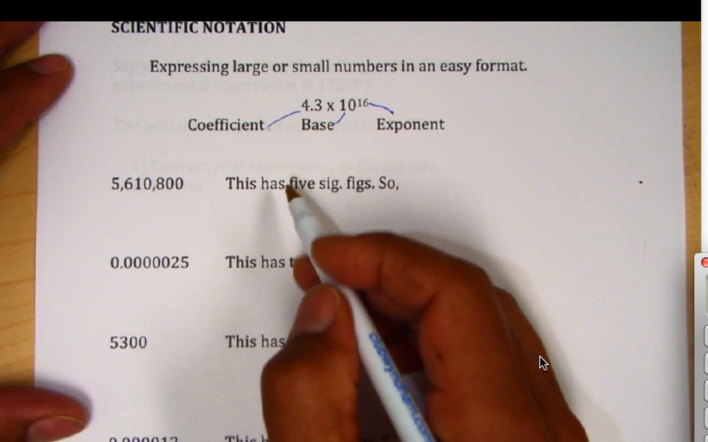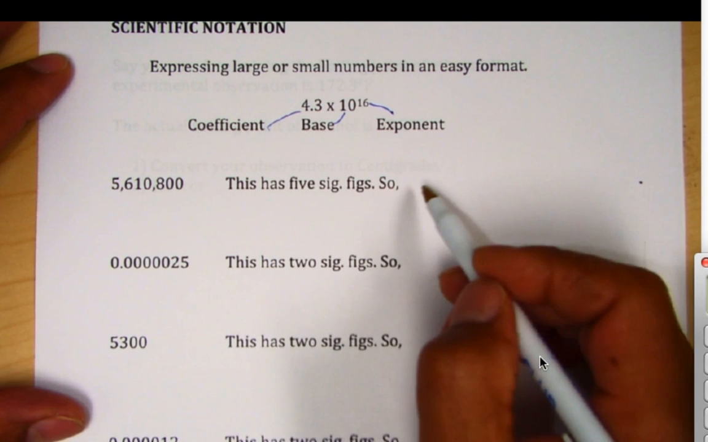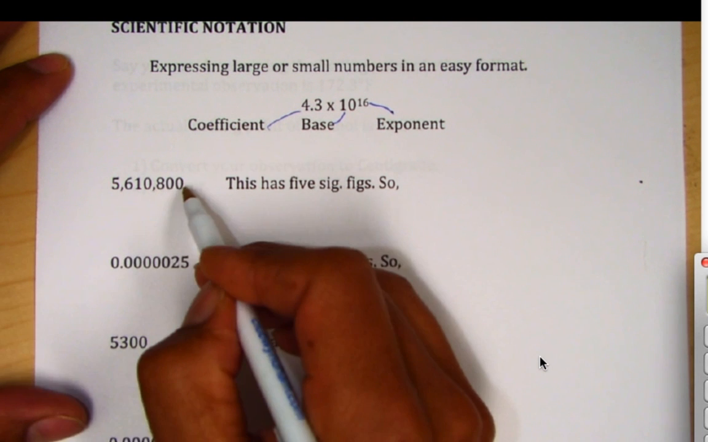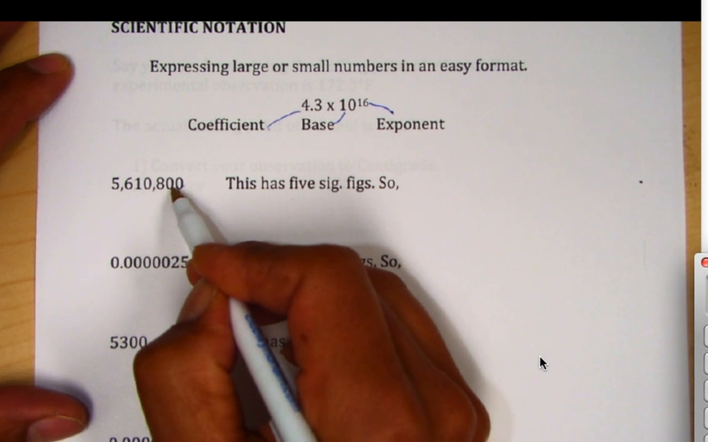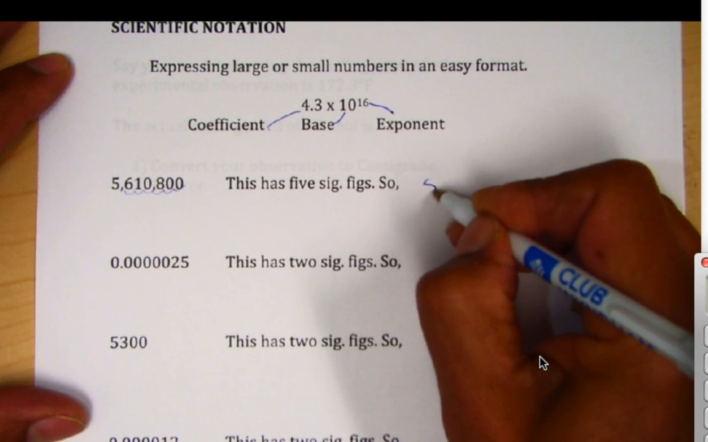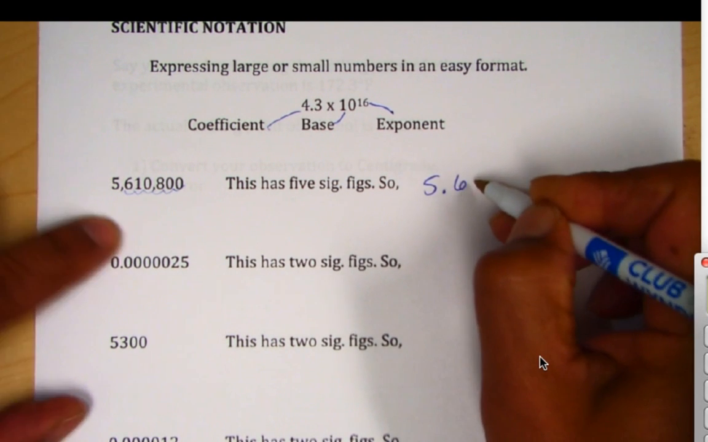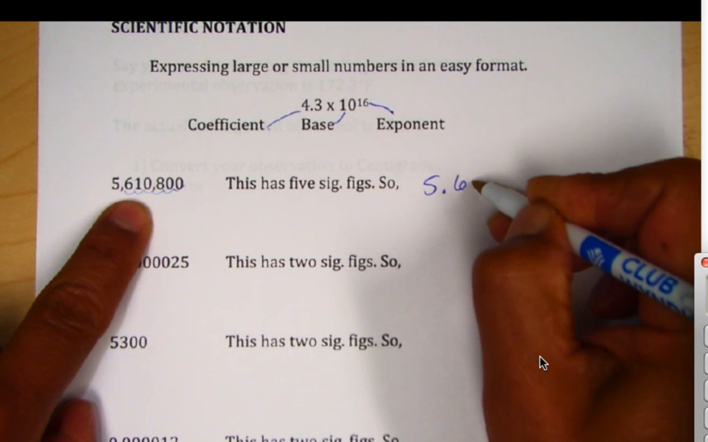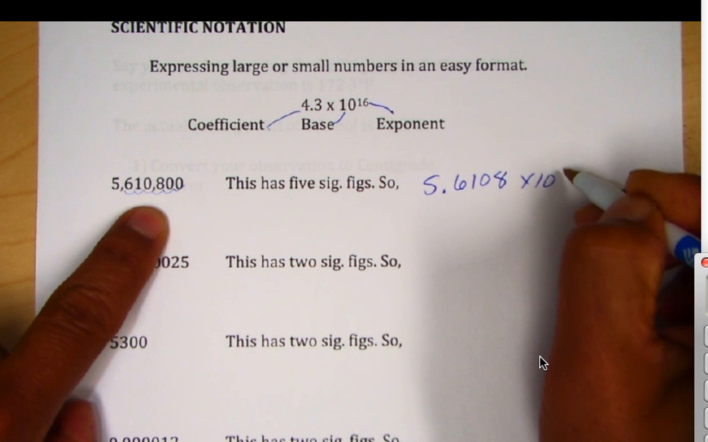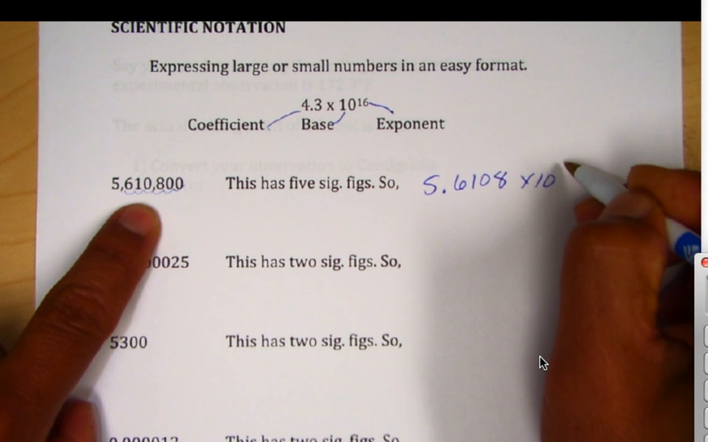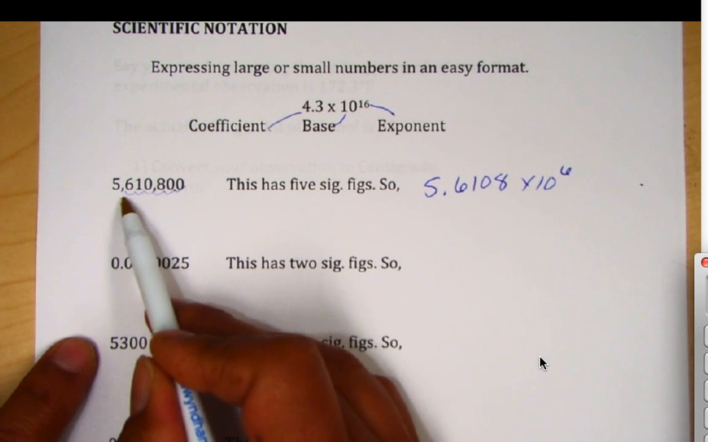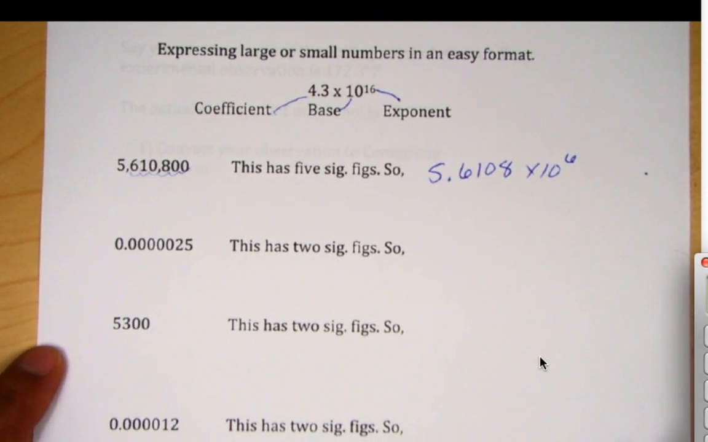So the key thing is, this will have 5 significant figures. So we're going to have to move this over. So we go 1, 2, 3, 4, 5. We're going to move it over 6 times. So it's going to be 5.6, but I'm going to keep these significant figures here. 108 times 10 to the 6th power, because I went back here to the 6th power. So that would be the answer to that one.